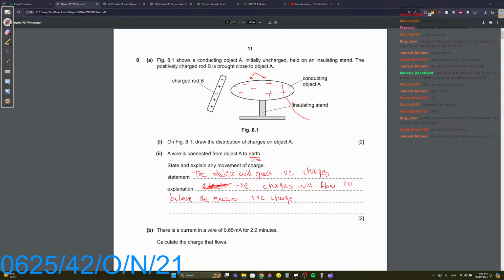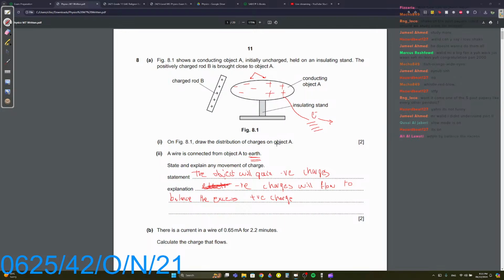Let's see. When you earth it, this is the earthing symbol, okay? When you earth it, electrons will leave. The electrons will leave. Always, the electrons will leave, okay? And when the electrons leave, it's going to become positively charged. And to balance that out, what the Earth does is it actually sends back electrons to balance the excess positive charge, okay? What do you mean by balance excess?